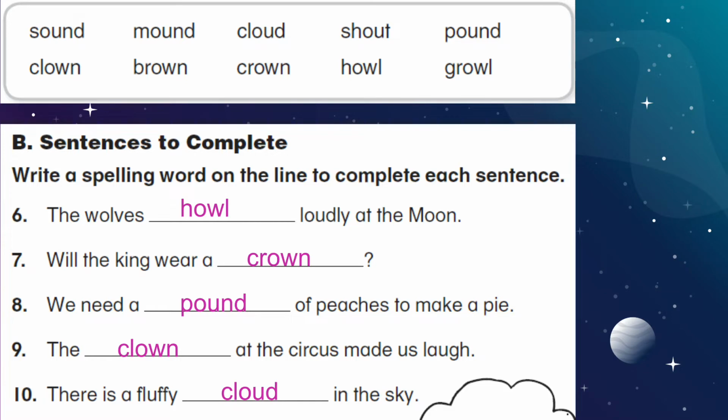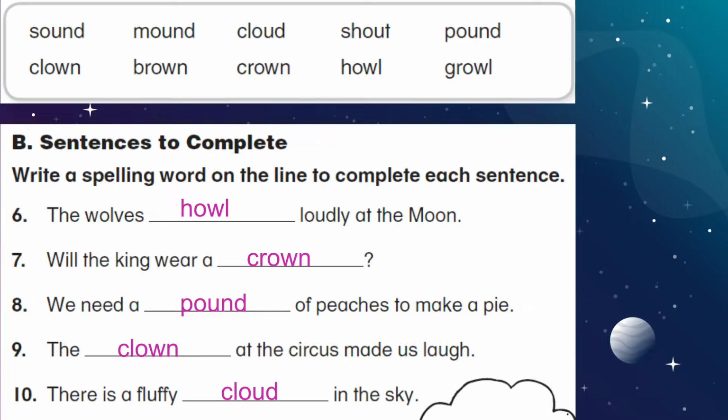B, sentences to complete. Write a spelling word on the line to complete each sentence. The wolves howl loudly to the moon. Okay, so the wolves howl loudly to the moon. Will the king wear, what does the king wear? A crown. 8, we need a pound of peaches to make a pie. We need a pound of peaches to make a pie.